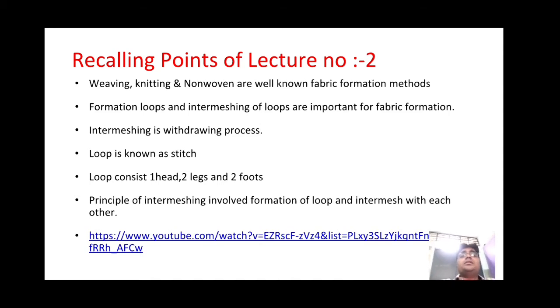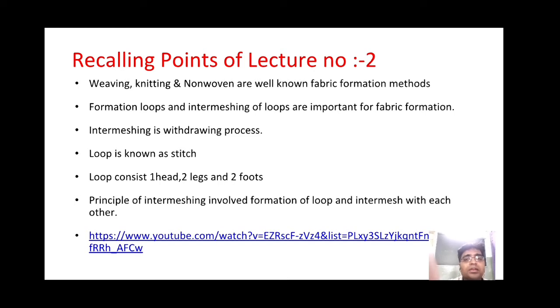Also we have seen the loop consists of one head part, then two leg parts and two foot parts. We have seen some diagrams, and we have seen how the new loop is going to intermesh with the old loop. Then we have seen the principle of intermeshing, involving formation of loops and intermeshing with each other.